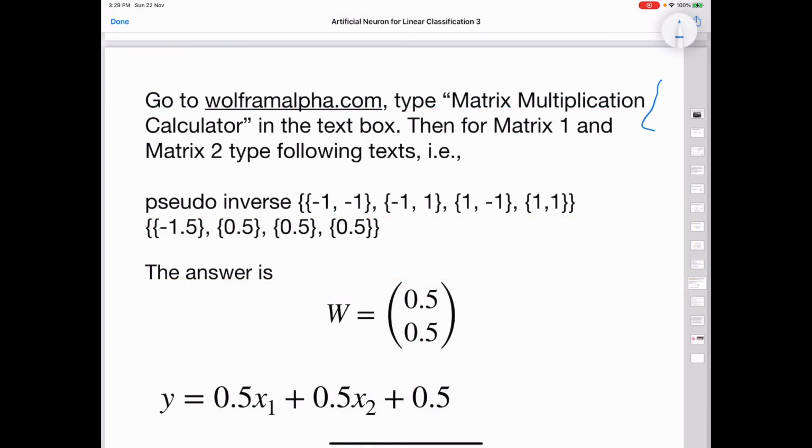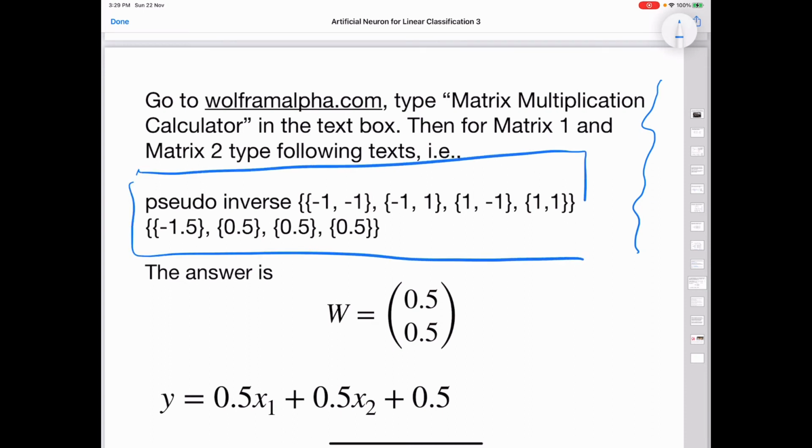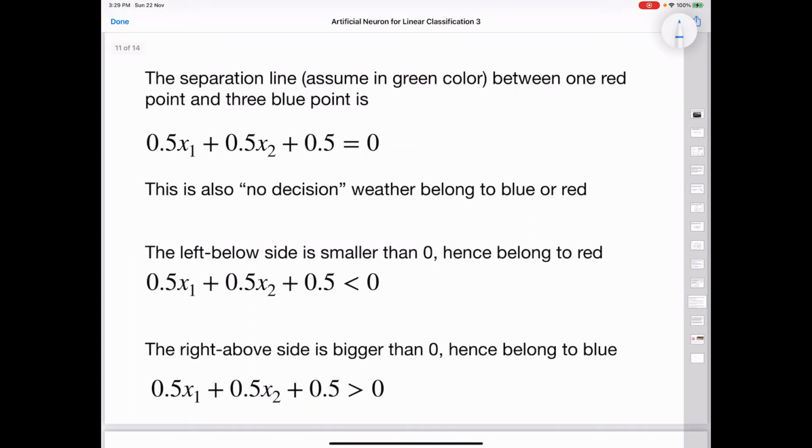So this is the process in WolframAlpha, as well as how the matrix needs to be entered into WolframAlpha. This is the result we obtained just now from WolframAlpha.com. Now we replace the values of lambda 1, lambda 2, and B into the equation of the neuron. This is the equation we get. It is a linear equation, or a linear line. So this line is actually the separation line.